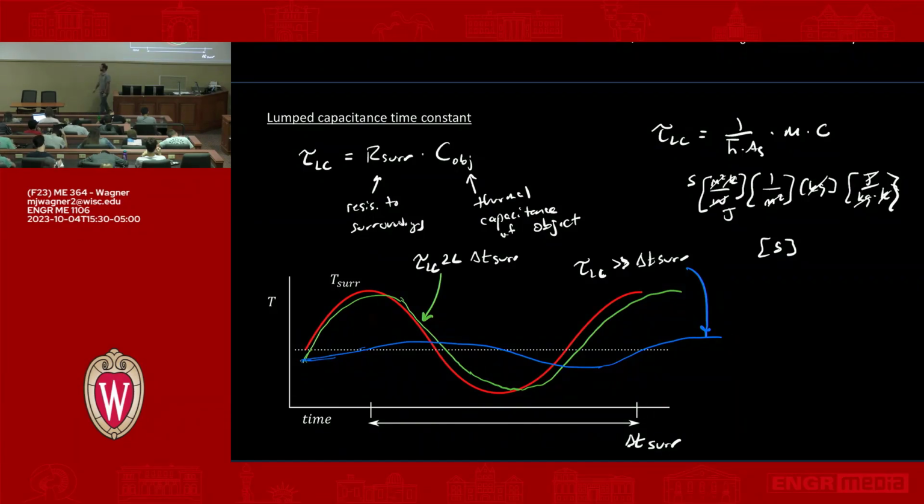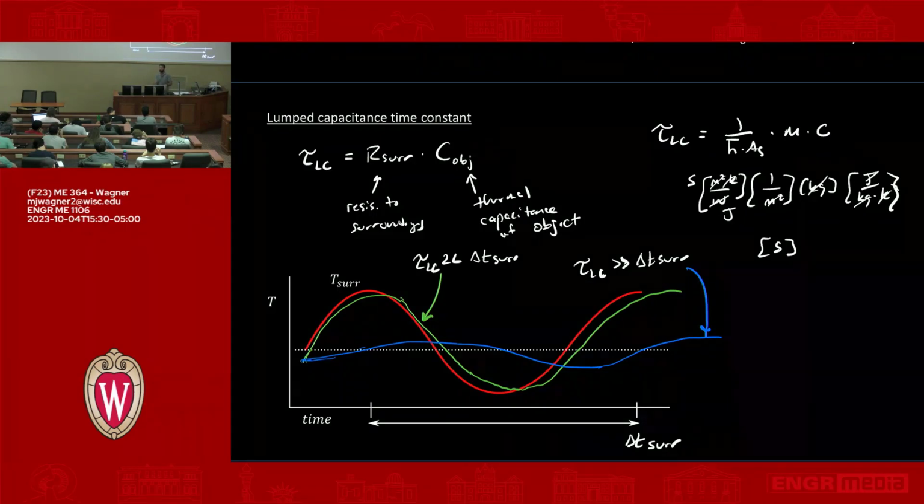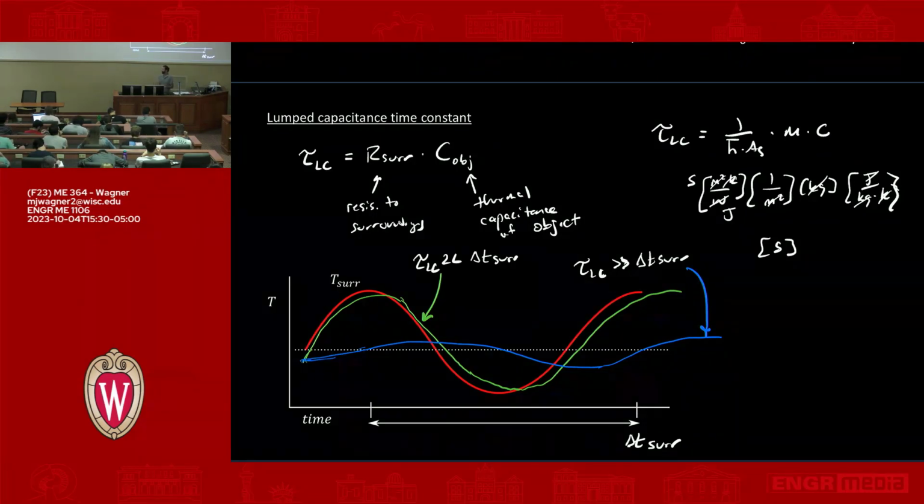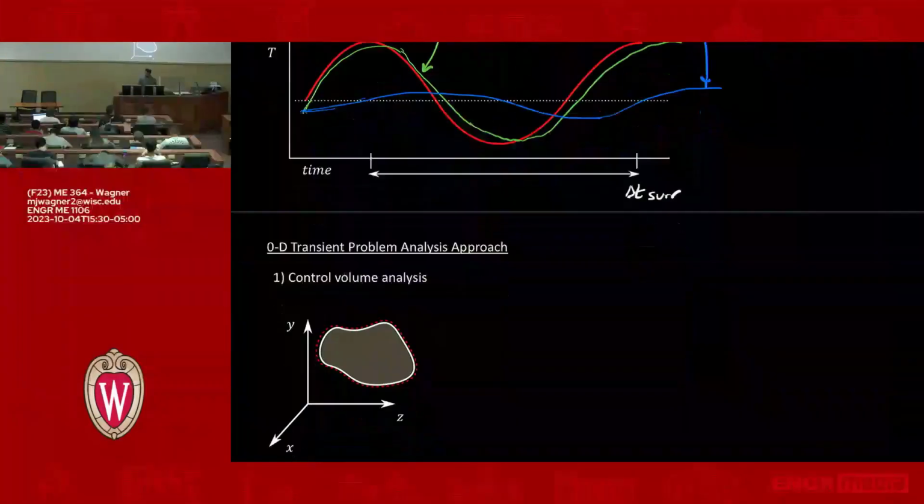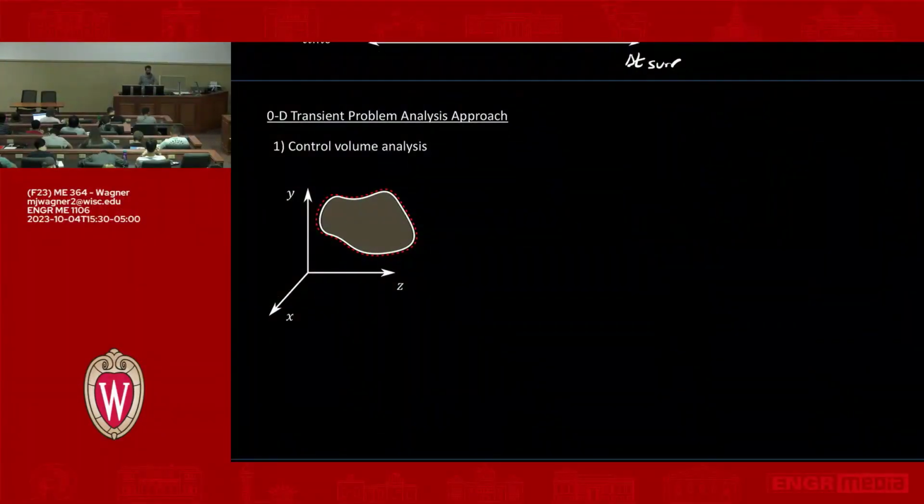Hopefully intuitively this makes sense, but what you can do for these types of problems is compute the Biot number first, then compute tau LC, and with just that bit of information, you should be able to anticipate what the system's going to do. These are huge clues in your intuition of the problem. Okay, so let's go through some analysis here quickly.